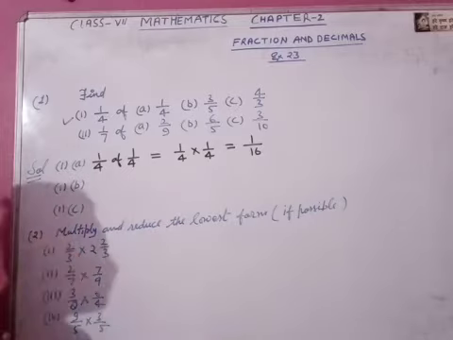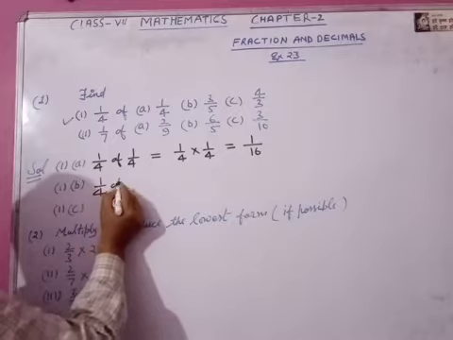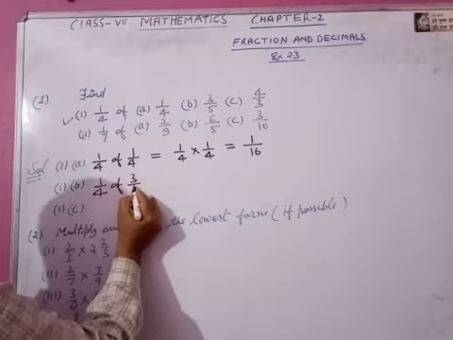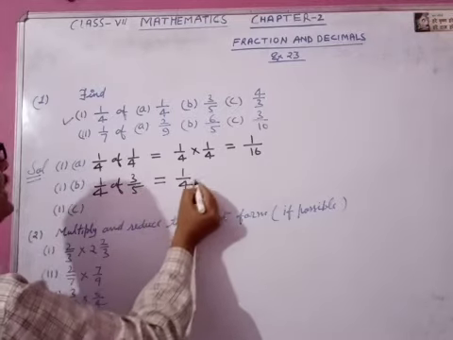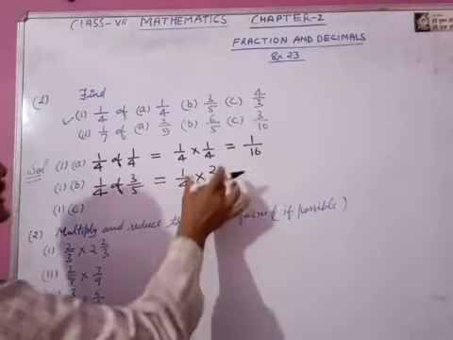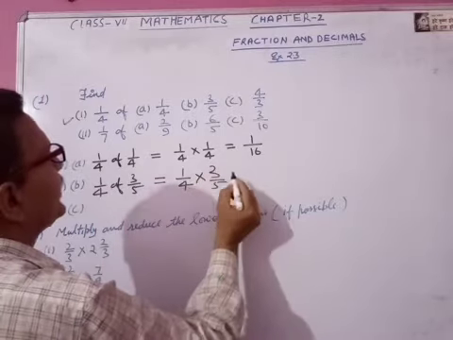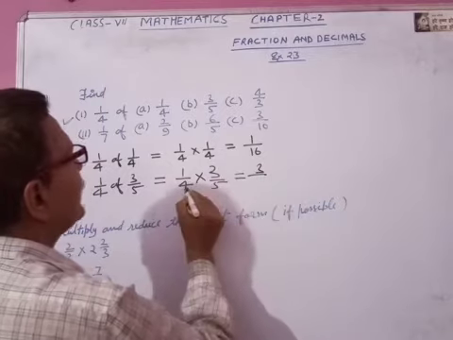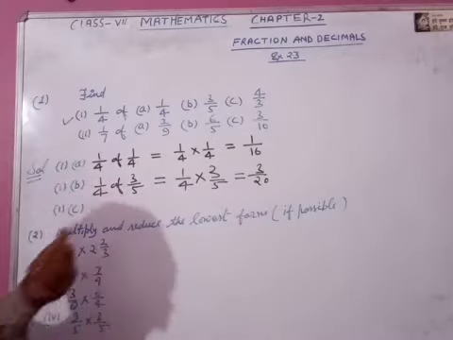And now, 1 upon 4 of 3 upon 5. That is 1 upon 4 multiplied by 3 upon 5. Now there is no common factor in the numerator and denominator, so you will multiply numerator and denominator. Numerator, 1 multiplied by 3 is 3, and 4 multiplied by 5 is 20. This is the solution of the second part, B part.